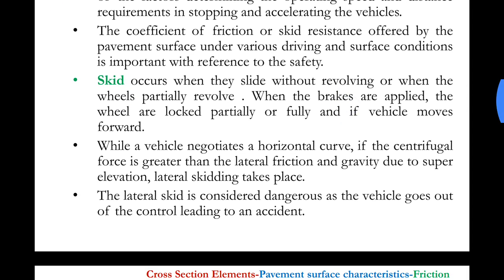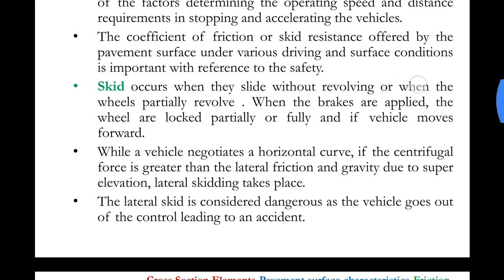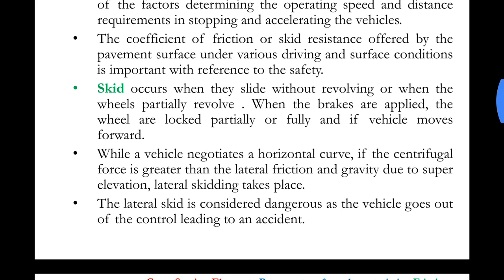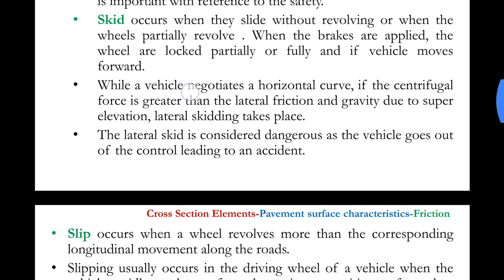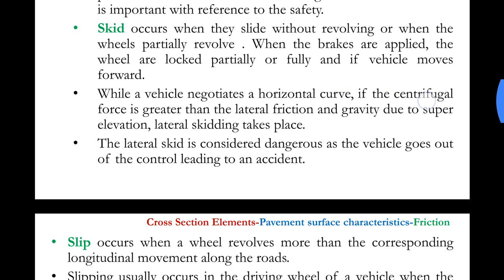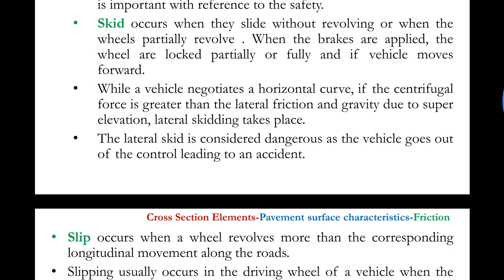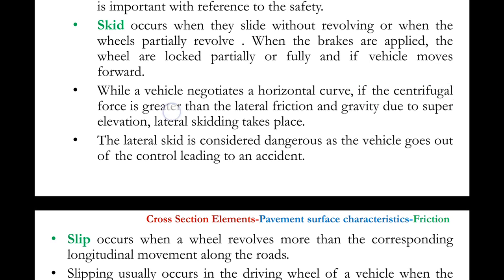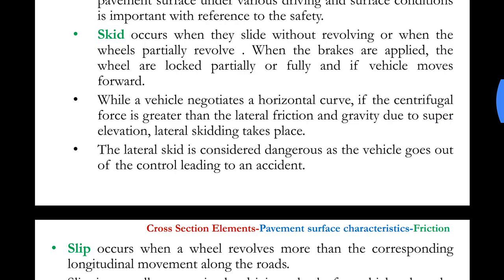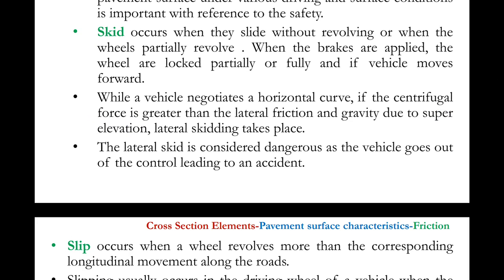The condition when the revolution of wheels is stopped but the vehicle still moves forward is known as skid. While a vehicle negotiates a horizontal curve, if the centrifugal force is greater than the lateral friction and the gravity due to super elevation, then lateral skidding takes place.